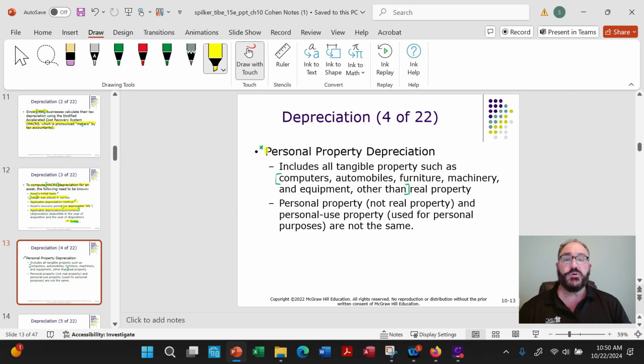Okay, so for personal property, such as computers, automobiles, furniture, machinery, anything other than real property. Okay, and by the way, personal property, not real property, and personal use property are not the same thing. Personal use property means it's your property. Personal property means it's property used in a business. Don't ask me why they call it personal. Personal use property is your property. Personal property is property used in a business. And that's not real estate.